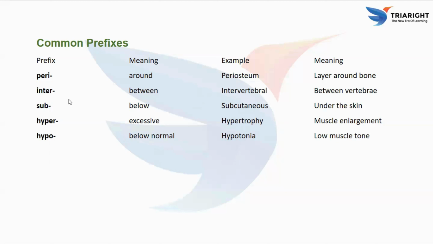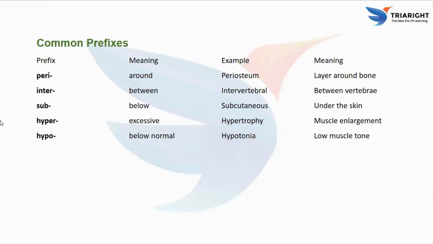The next prefix is inter, nothing but in between. So example, intervertebral. It is located between the vertebrae or the spinal bones. And sub means below. So subcutaneous, beneath the skin or below the skin. Hyper means excessive. What is the example? Hypertrophy, nothing but muscle enlargement, the increase in size. Hyper is too much or overactive.